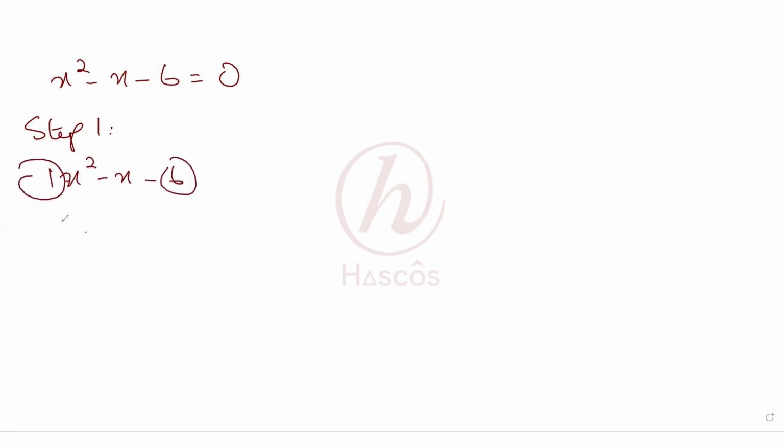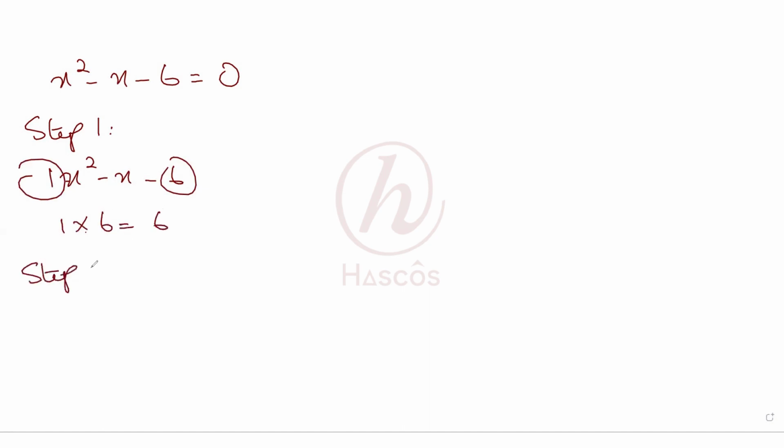Okay, so we're gonna try another type of question. x squared minus x minus 6 equals 0. Step 1 is the same as all the other types of questions. The coefficient for x squared is 1 and the constant is 6. 1 times 6 gives us a 6.